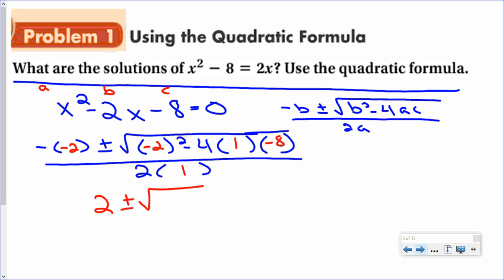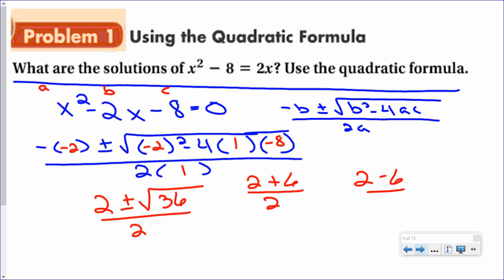Negative 2 squared is 4. And then negative 4 times 1 times negative 8 is 32. So it'd be 36. All over 2. Now, because of the plus or minus, you have two answers. Your first one is 2 plus 6 over 2. The square root of 36 is 6. And then 2 minus 6 over 2. Your final answer for this one is 8 over 2, and 8 over 2 reduces to 4. On the other side, you got 2 minus 6, that's negative 3. I'm sorry, negative 4. Divided by 2 is negative 2. Your two answers are x equals 4 and x equals negative 2.